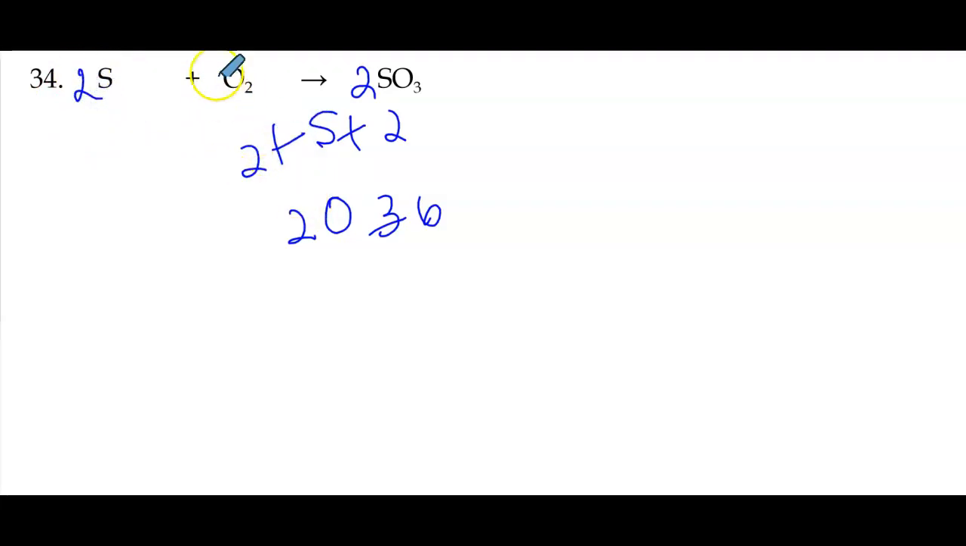And oxygen needs to get to a 6. So I need to put a 3 here, and I have 6. So 2, 3, 2 would be what you would need to balance.